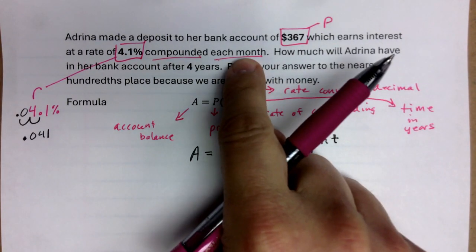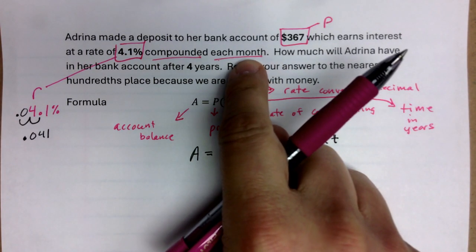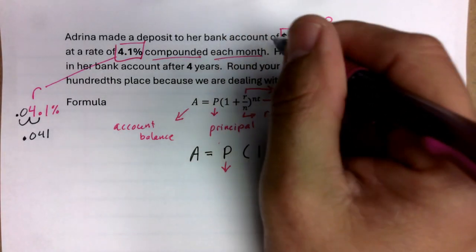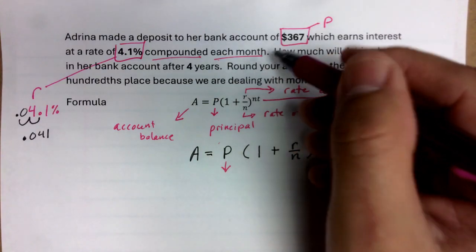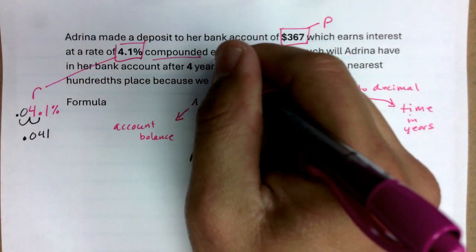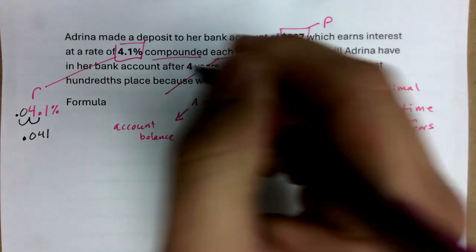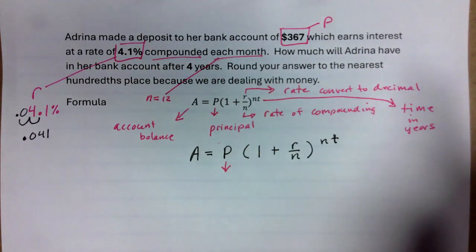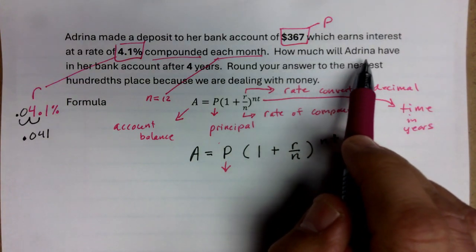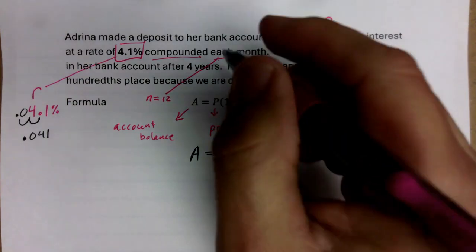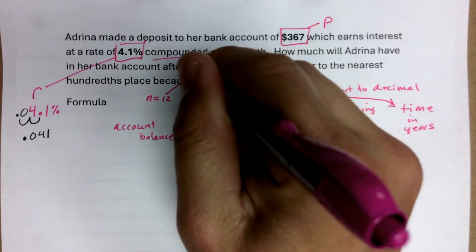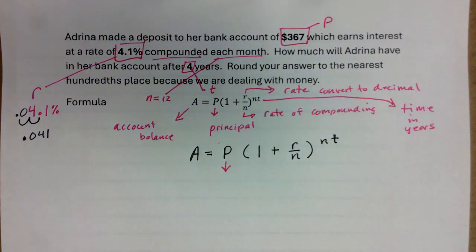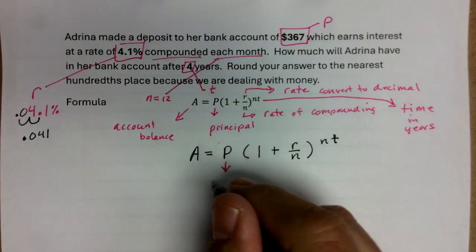And then it says that this is compounded each month. That tells us the frequency, or the rate at which it's being compounded, and so that's going to be our N value. So it says each month, and notice there's 12 months in a year. Since it does it each month and there's 12 months in a year, that's going to be my N value, and it's going to be 12. And then it says how much will Adrena have in her bank account after 4 years. That's going to be my variable T. That's my time in years. So let's substitute all these numbers.